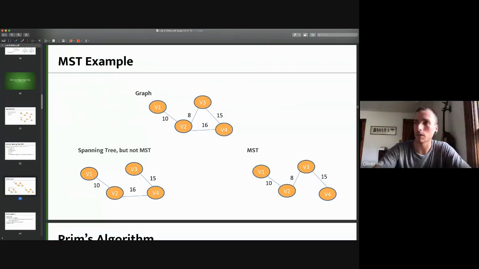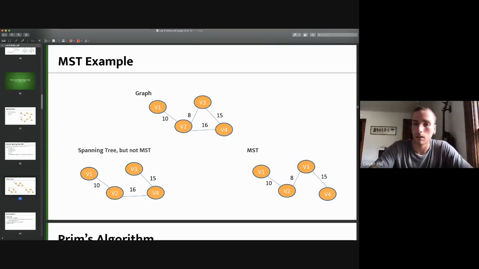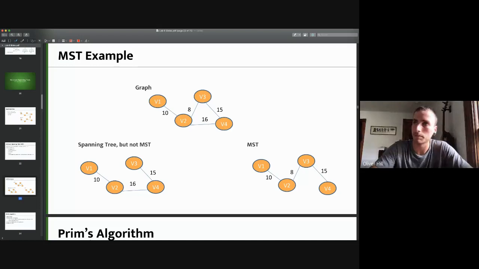Yeah, so I'm using weight and cost interchangeably here. I'm referring to the same thing, this number that's associated with the edge. The lowest weight indeed is the lowest cost. In fact, trees in general are acyclic. That is true. Okay, great. I'm gonna move on to Prim's.